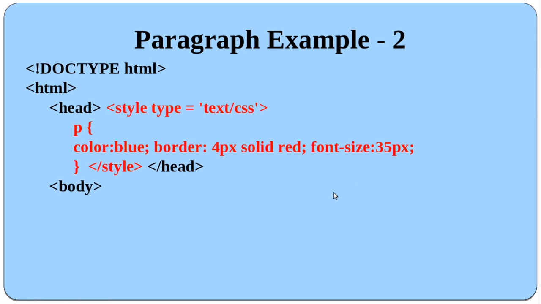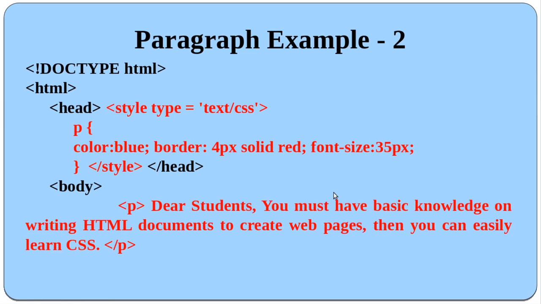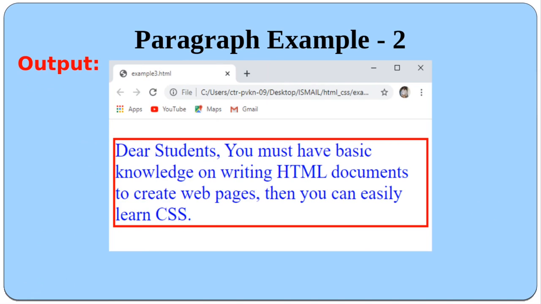Now under body section you have the same text. Dear students, you must have basic knowledge on writing HTML documents to create web pages. Then you can easily learn CSS. Close the body tag, close the HTML tag. Now execute this one in your web browser. Observe this output. The text size is increased to 35 pixels. The text color is blue and 4 pixel solid red border is displaying around the paragraph text.